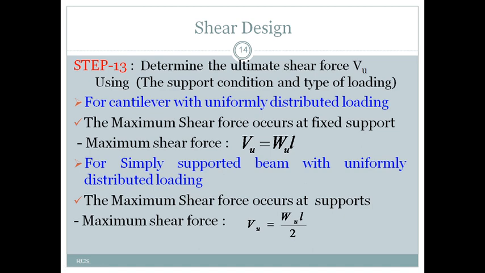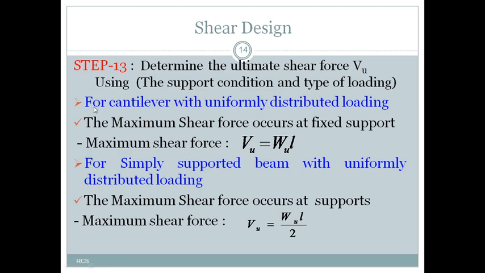Right. Next, what we discussed in the first part was the limit state of collapse in flexure. Now we have to design our member with respect to shear also. Now we will consider the limit state of collapse in shear. So here we have to design the shear reinforcement. Step number 13 is to determine the ultimate shear force using support condition and type of loading. In a similar fashion to how we calculated the maximum ultimate bending moment and ultimate load, we have to calculate the ultimate shear force. This will depend upon the type of beam and how it is supported.